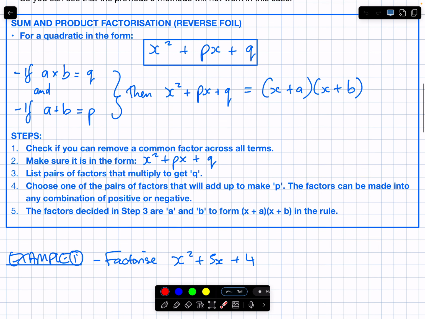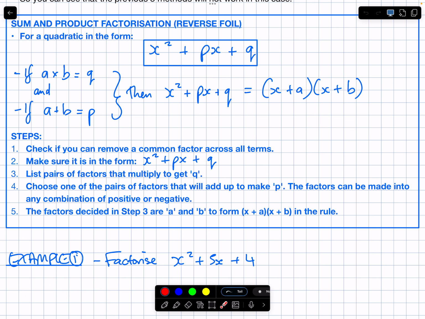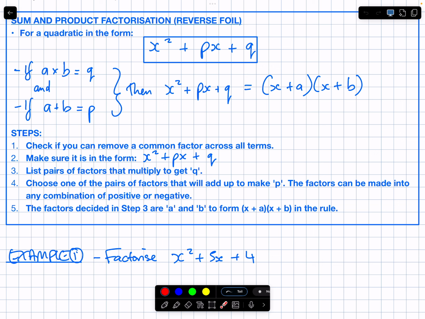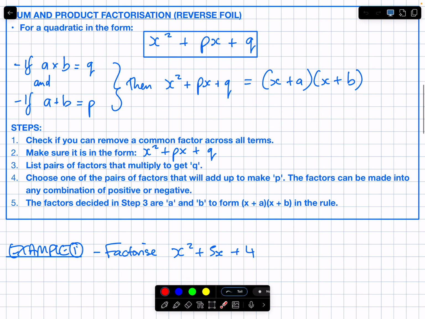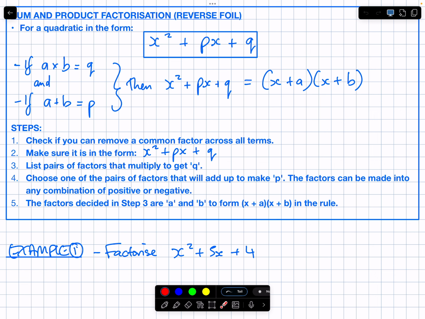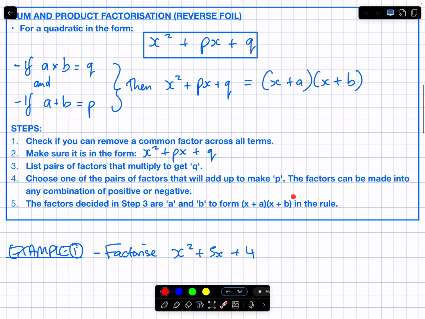Okay, I sense the worry and that's fine. As soon as you see an example, it clears up a little bit. It's like the clouds will part on a cloudy day. So step 1, check if you can remove a common factor. That's been the case for all of the factorizations. Step 2, make sure your quadratic looks like this. It has to be x squared. It doesn't have to be p, it just has to be something px and a q. Step 3, list pairs of factors that multiply to get that q. Step 4, choose one of the pairs that will add up to make p, and then you apply this rule when you've decided what a and b are.